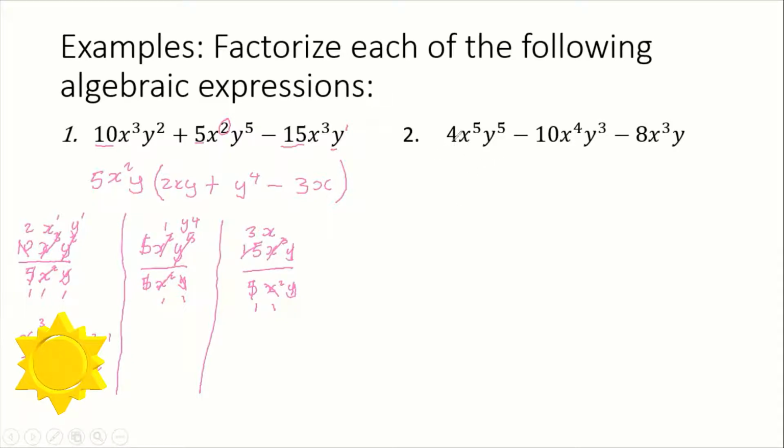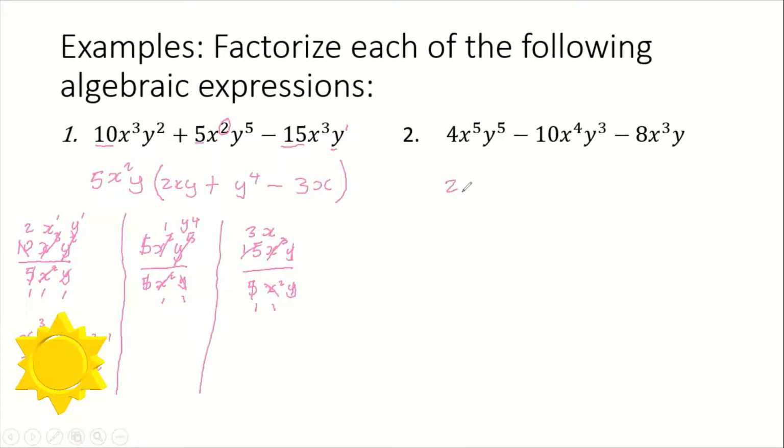All right, let's apply the same concept to number 2. So the first thing we know is that each term has a coefficient. So we're going to observe the coefficient. We have 4, we have 10, and we have 8. What is the highest number that can divide all 3 numbers without leaving a remainder? That would be 2.